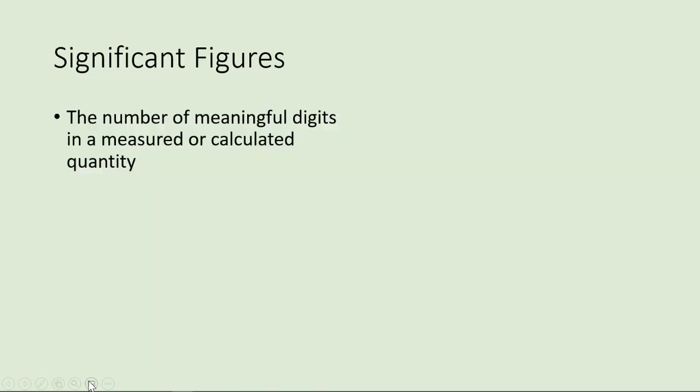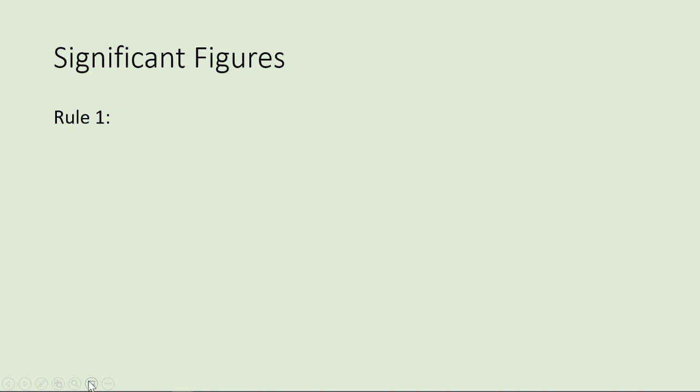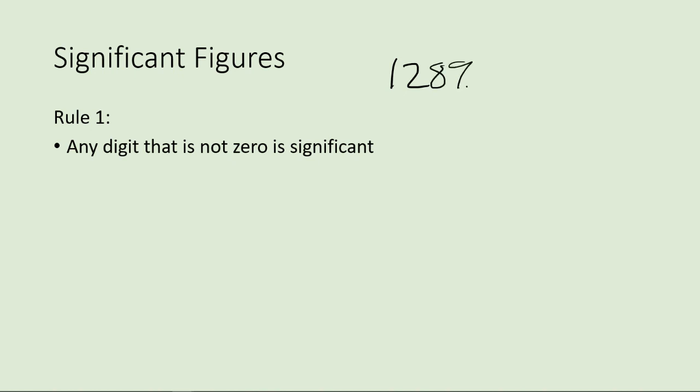And now we're going to look at significant figures. The significant figure is just the number of what we call meaningful digits in a measured or calculated quantity. There are 5 rules essentially about what constitutes a significant figure. I'm just going to go through them now. So the first rule is that any digit that is non-zero is significant. So, for example, 1,289, all the digits are non-zero. That's got 4 significant figures.